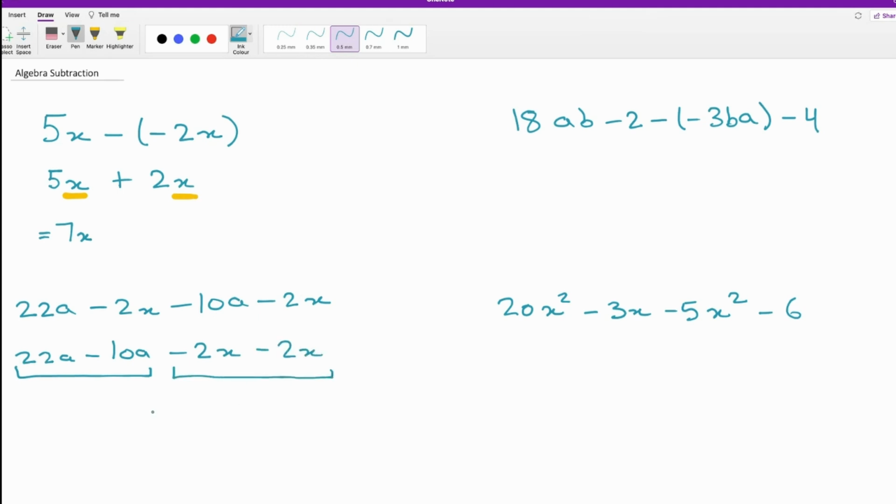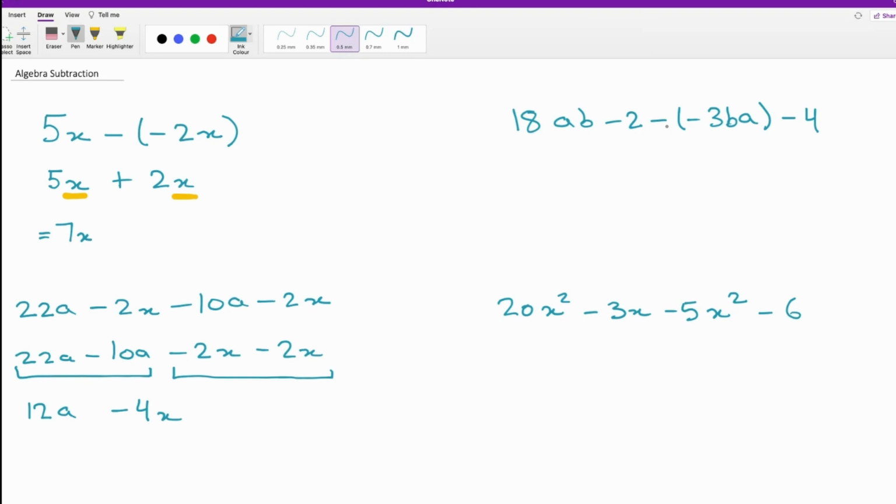And then let's go ahead and simplify this. So 22a minus 10a, so 22 minus 10 will give us a 12, and the a will remain. Then we have minus 2x minus 2x, so minus 2 minus 2 will give us a minus 4, and the x will remain. So overall the answer is 12a minus 4x. Let's go to question 3 up here.